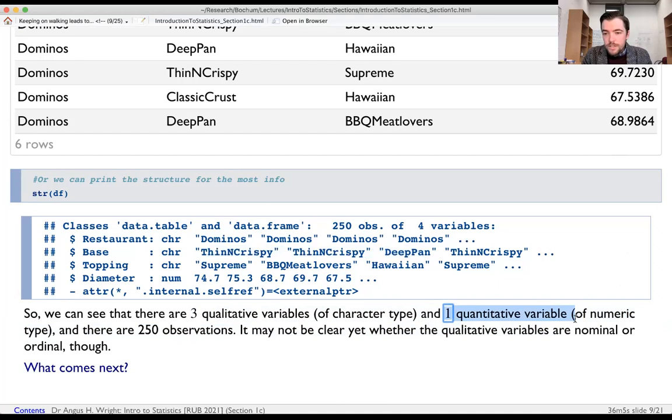And there's 1 quantitative variable, which is of numeric type, and we've got 250 observations. Now, it's not necessarily clear whether or not the qualitative variables are nominal or ordinal, i.e. whether they can be ranked even though they're qualitative or not. And that's something that we're probably going to have to look at in a little bit of detail going forward.